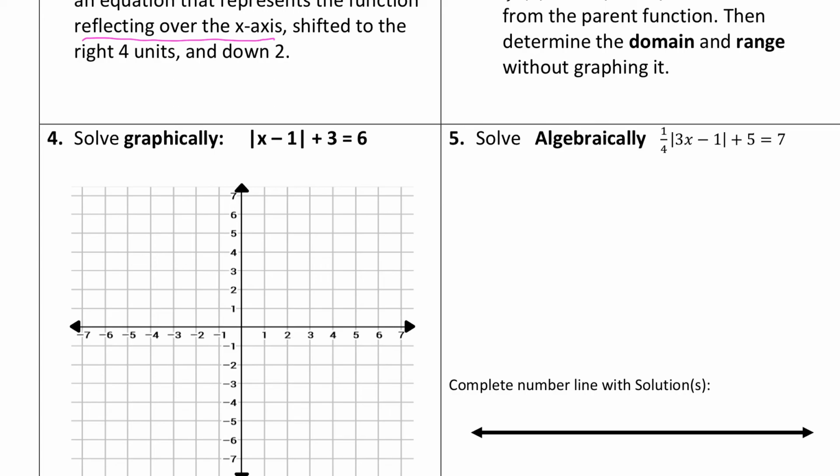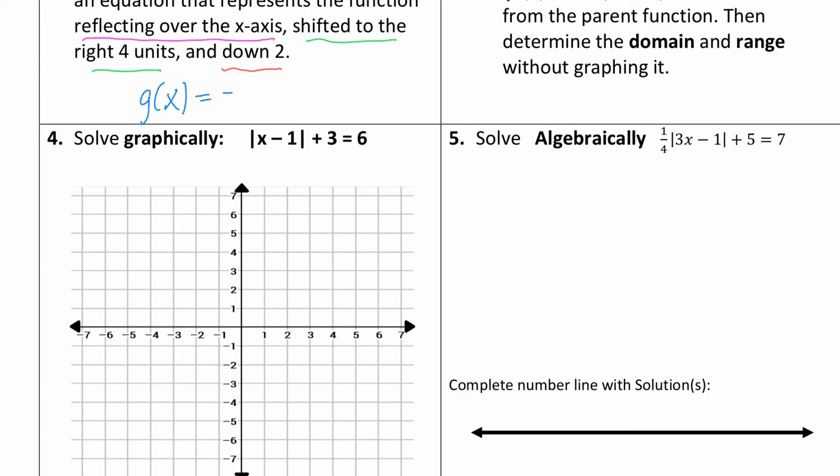The second transformation says that it's shifted to the right 4. Well, in order to get it to go to the right 4, in your equation you're going to do the opposite. So you're going to subtract 4 on that x there. And then down 2 is going to make me add a -2 to this -3 that's already there. So let's go ahead and write what the finished function will look like.